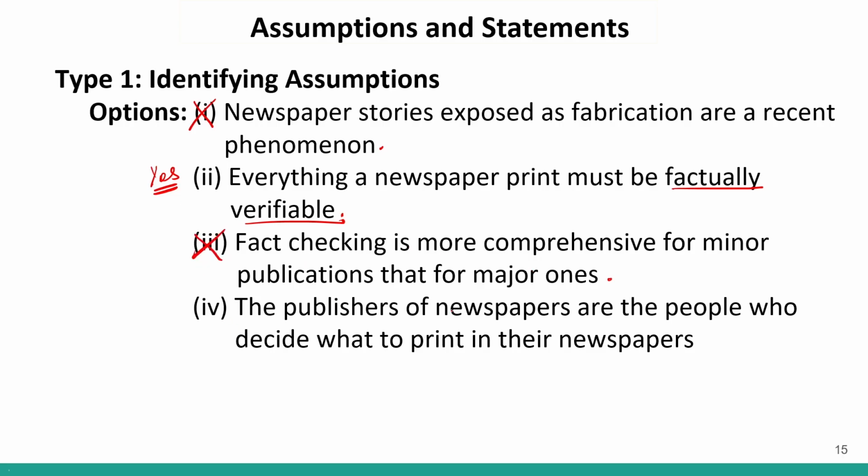Fourth one says, the publishers of newspapers are the people who decide what to print in their newspaper. Again, see, we do not know this, right? This is not mentioned in the statement, so this is also not a correct assumption. So answer will be option number 2. Option number 2 is the correct assumption. Okay?